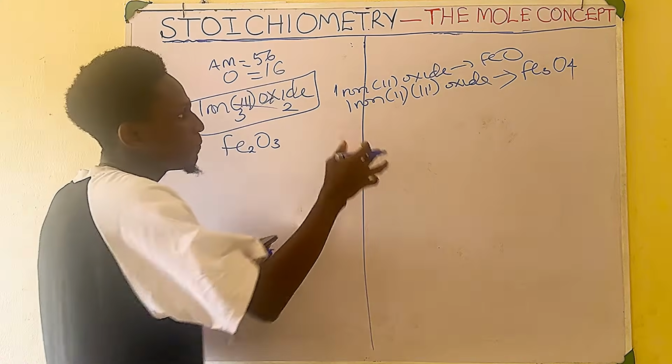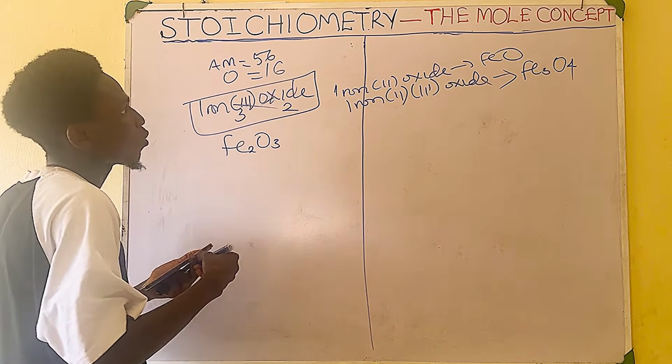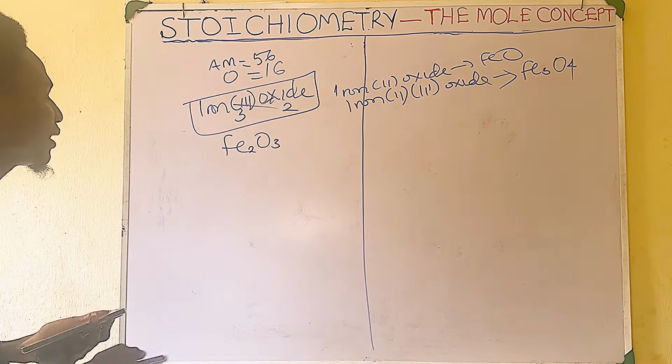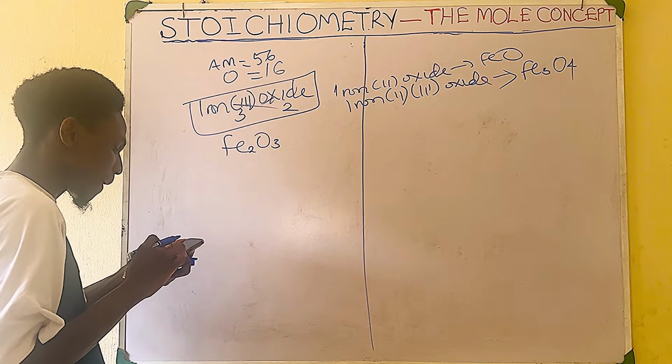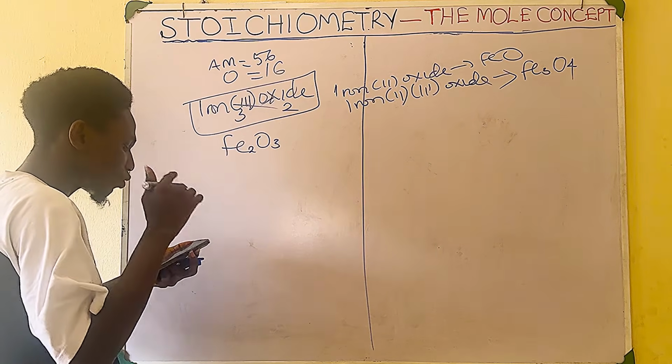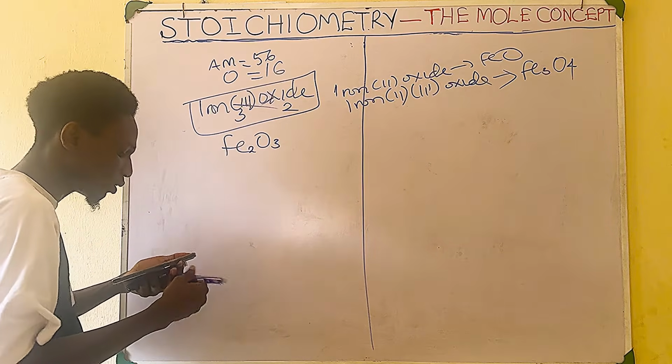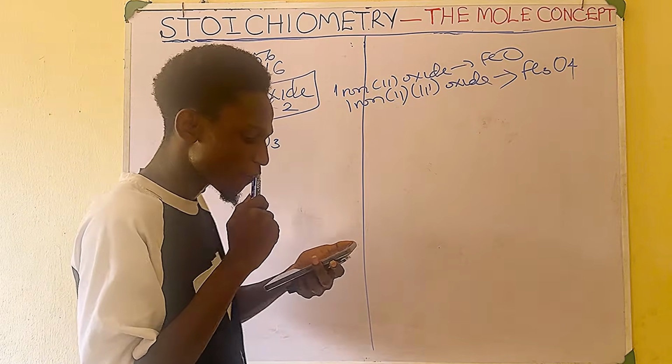Now, it's called a mixed oxide. So back to our question, iron 3 oxide, Fe2O3. So what do you do now? They say you should look for, here it is now: how many moles of iron 3 oxide will be contained in 1 kilogram of the compound?